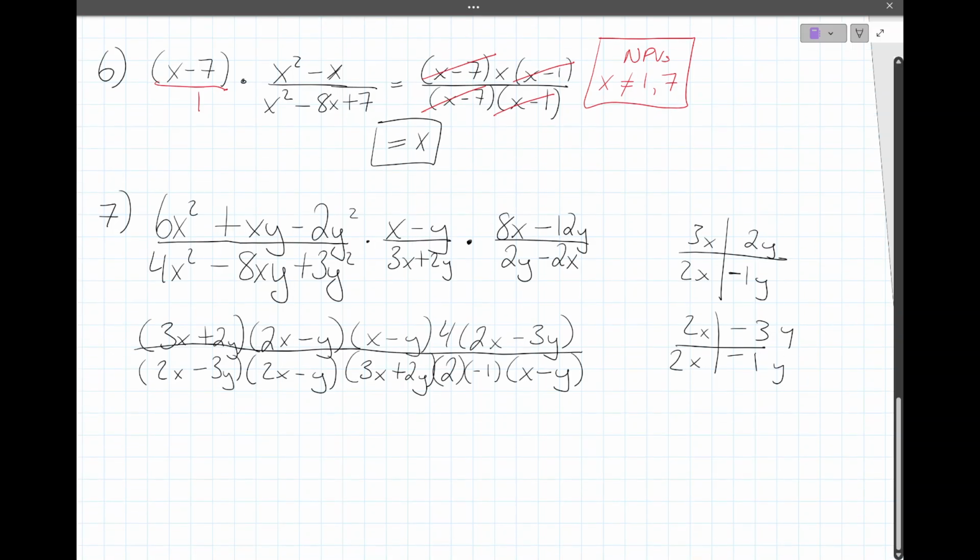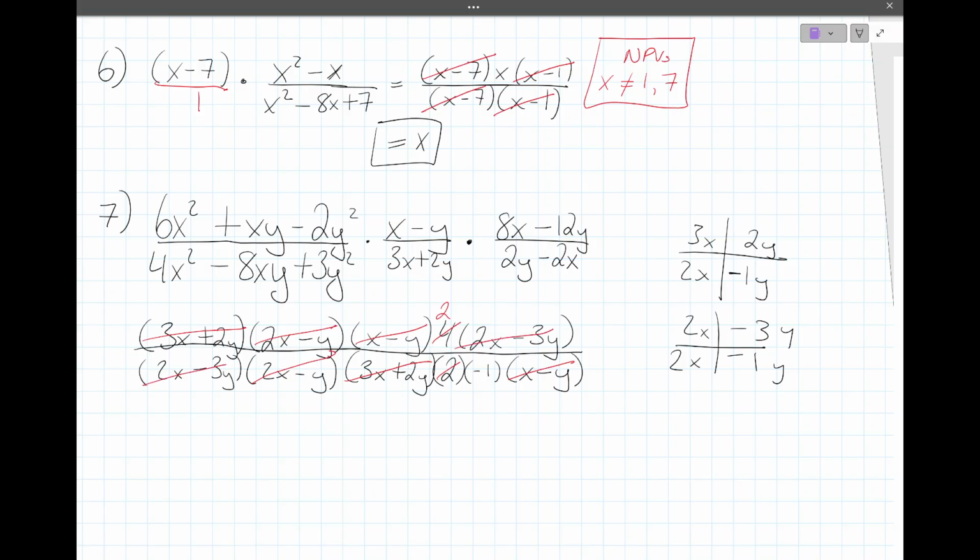And now I can do a whole bunch of stuff here. All right, 3x plus 2y. Yes, yes. 2x minus y. Yes, yes. X minus y. Yes, yes. 4 and 2 just becomes 2. 2x minus 3y. Yes, yes. So it looks like I have 2. Finally, I'm just going to have 2 over negative 1, which is just negative 2. Nice and to the point.